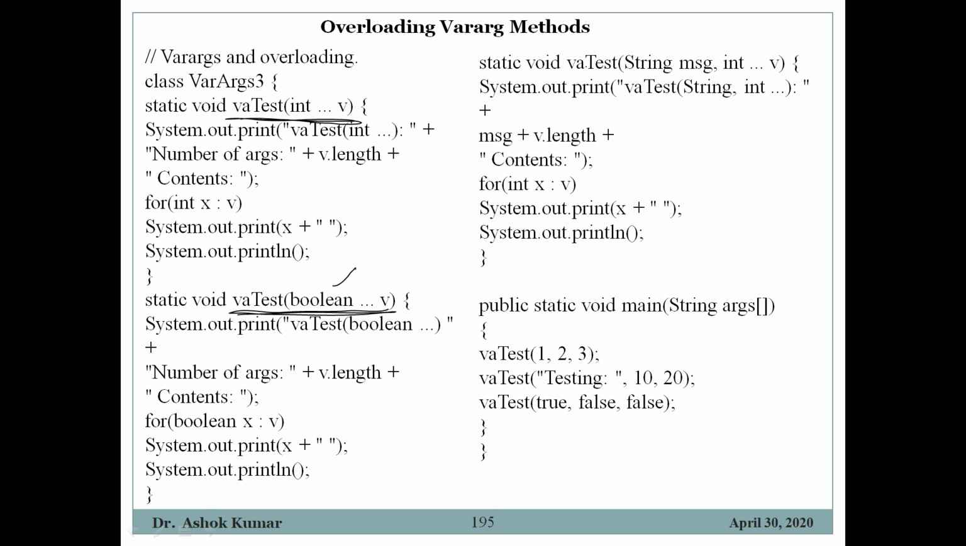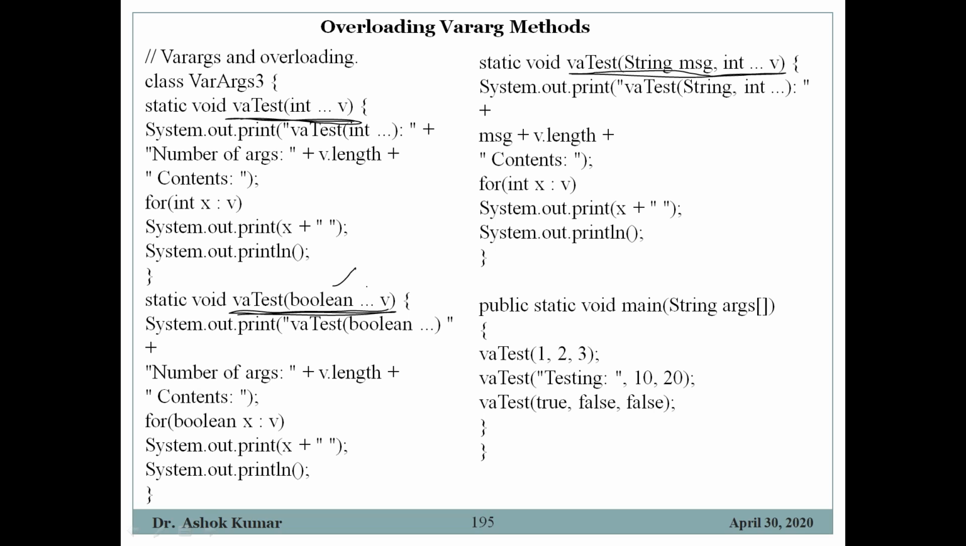And then we have one VA test with one non-variable argument and another variable argument. As we discussed earlier, in method overloading the methods can have the same name. So all the three methods have the same name, VA test. But there should be at least one difference in the arguments of the methods. In the first, the variable argument is of type integer, in the second the variable argument is of type boolean. So there is a difference.